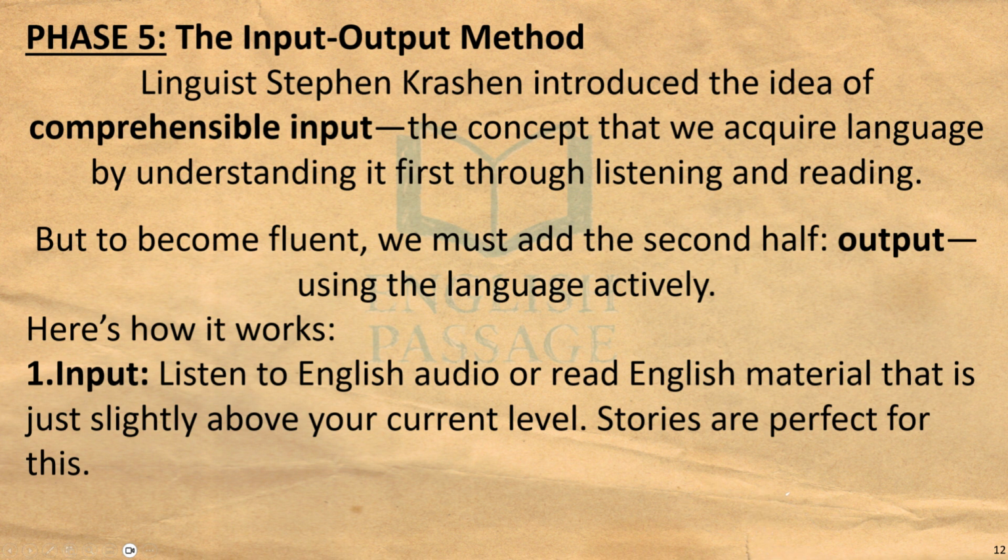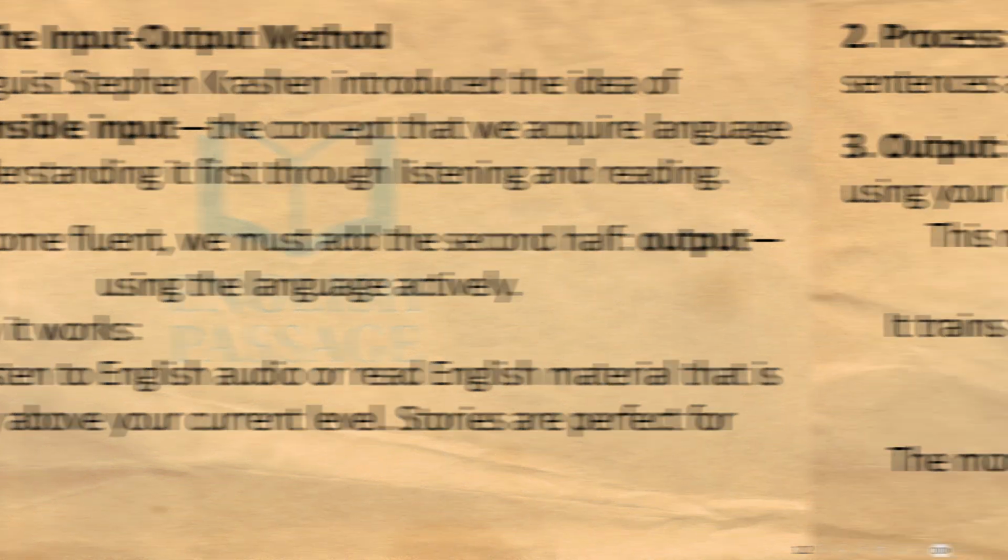But to become fluent, we must add the second half, output, using the language actively. Here's how it works. 1. Input. Listen to English audio or read English material that is just slightly above your current level. Stories are perfect for this.